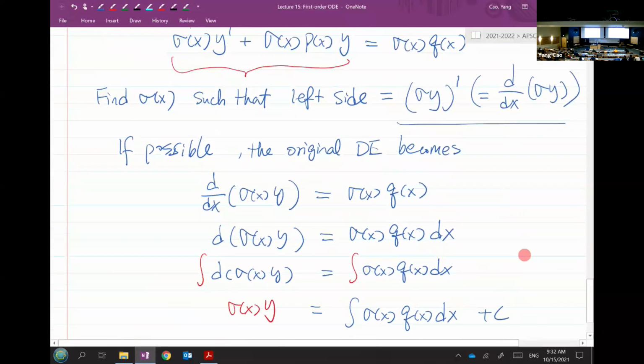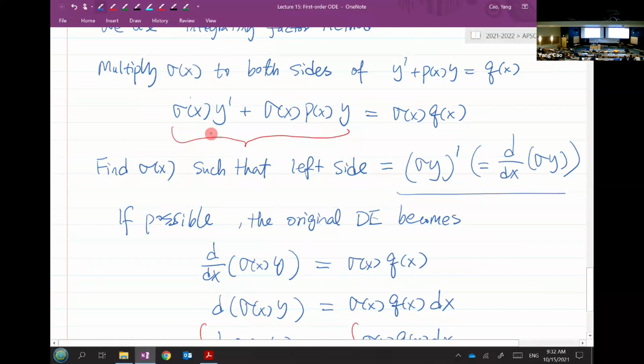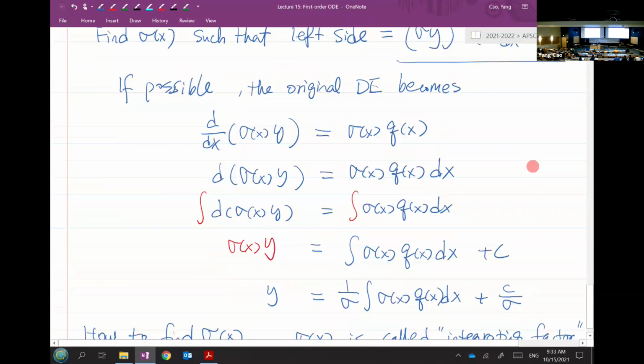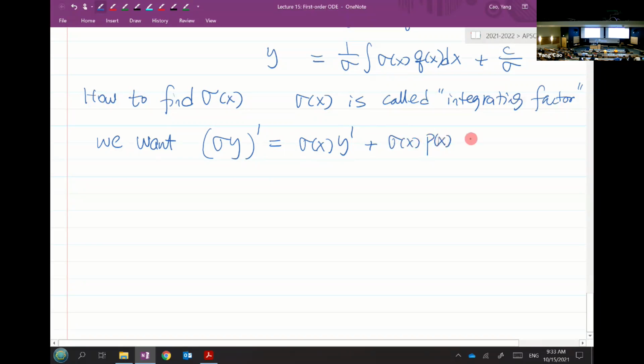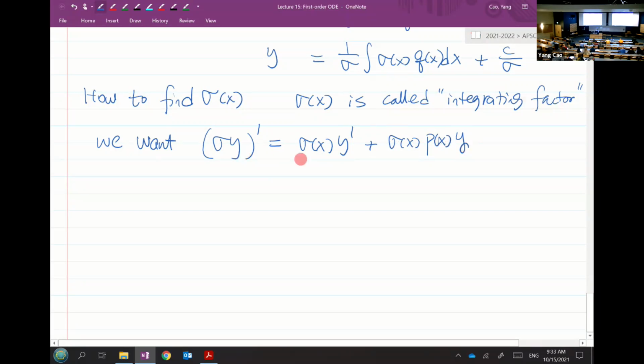Let's go back to this step here. This step is a critical step. We want to write this left side into sigma y bracket prime. So let's go back to that side. Basically, that's what we want: sigma y prime equal to sigma of x y prime plus sigma of x p of x y. So bear in mind, this is what we want, right?